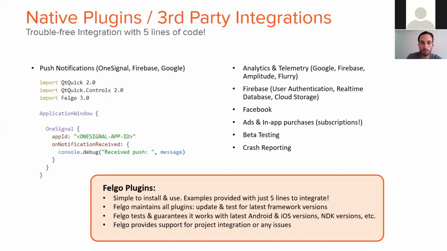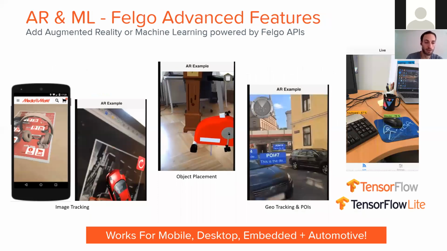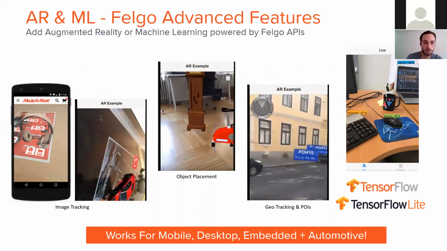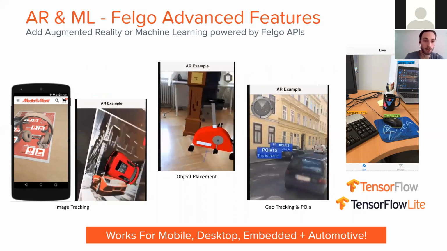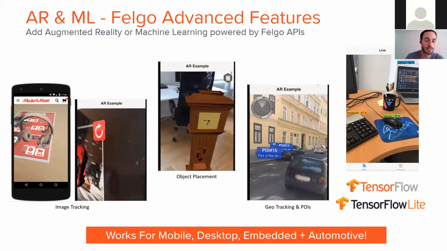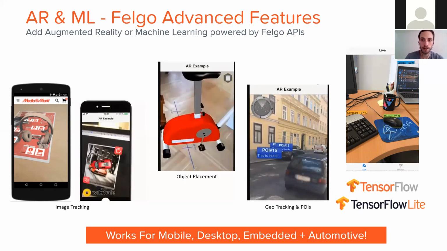Also, there are a couple of more advanced components, but still it's pretty cool to know that something like that exists for Qt, which are components for augmented reality and machine learning. There are a couple of demos and examples also provided open source with the Felgo SDK, and all of these work for mobile, desktop, embedded, and also automotive. So there are really cool use cases that you can handle with AR and machine learning components in there.